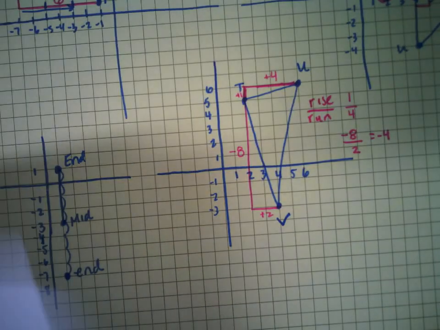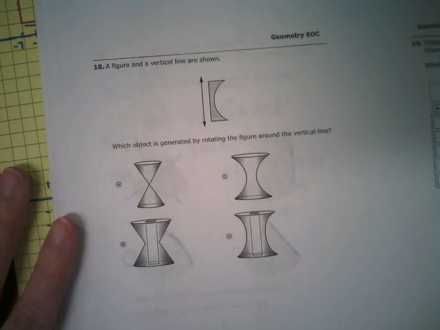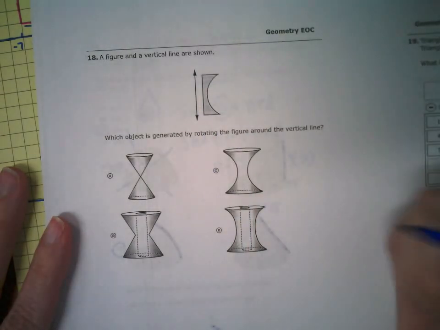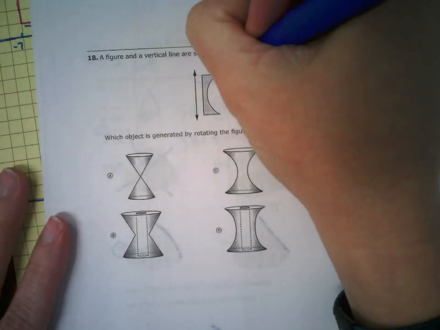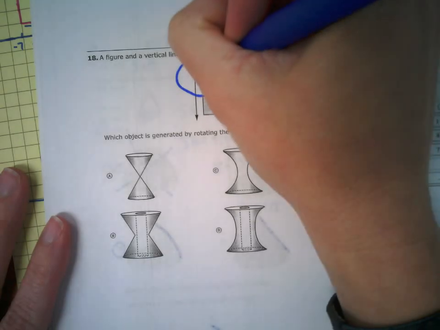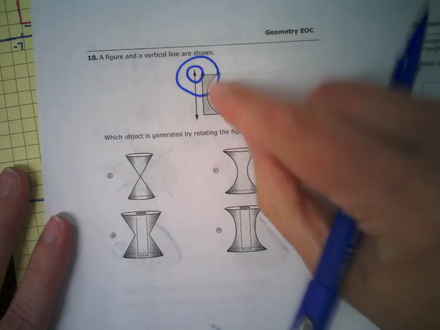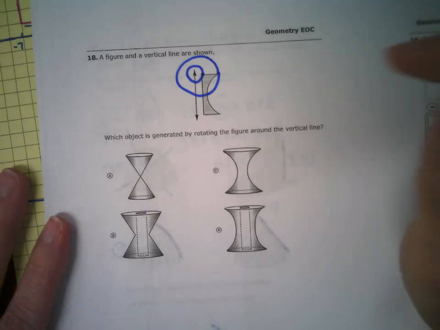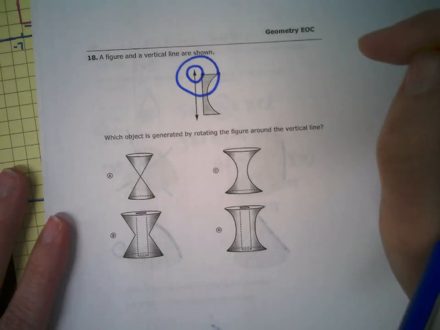18 is another rotation question. Okay, so very similar to the last one that we talked about with number 16. My vertical line is here. If I were to rotate this around, I'd make a circle like this. Right here, I'd also have another circle because I have a little gap there. So I'm looking for something that has a hole in it. It's going to look like a donut on the top.